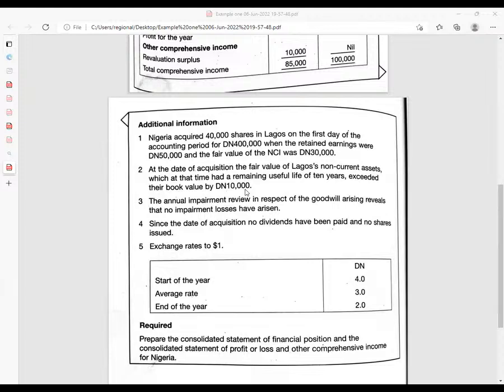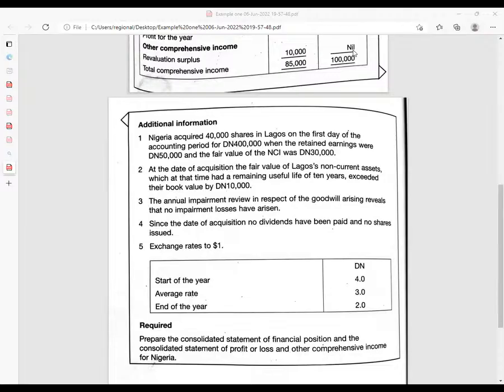There is something still we have to do here. When we revalue our assets upwards, what do you think of our property, plant, and equipment? So our property, plant, and equipment will increase.